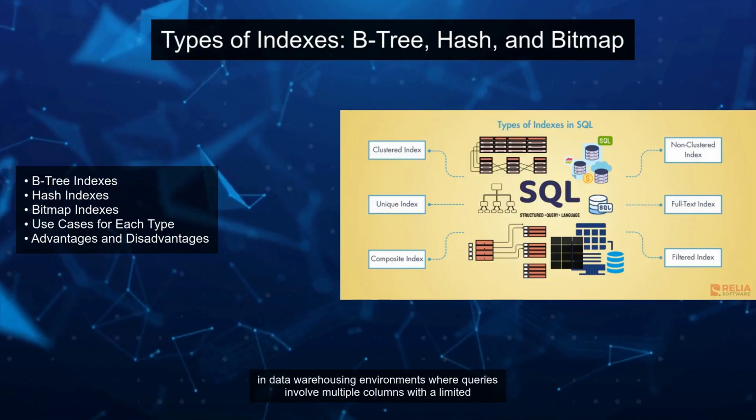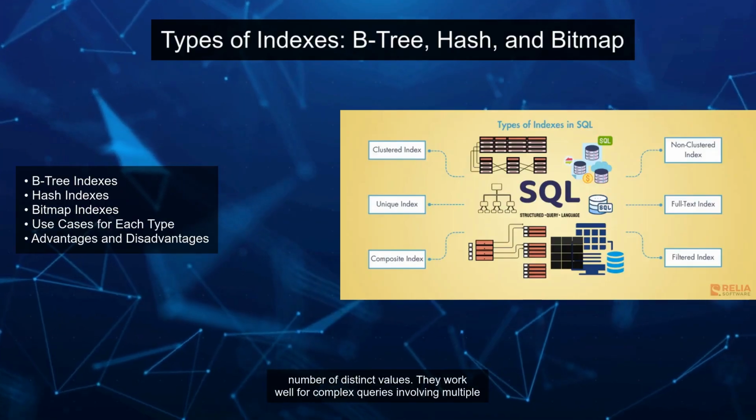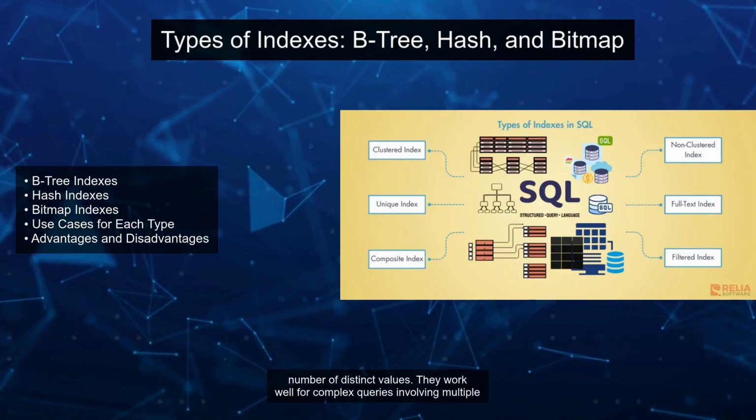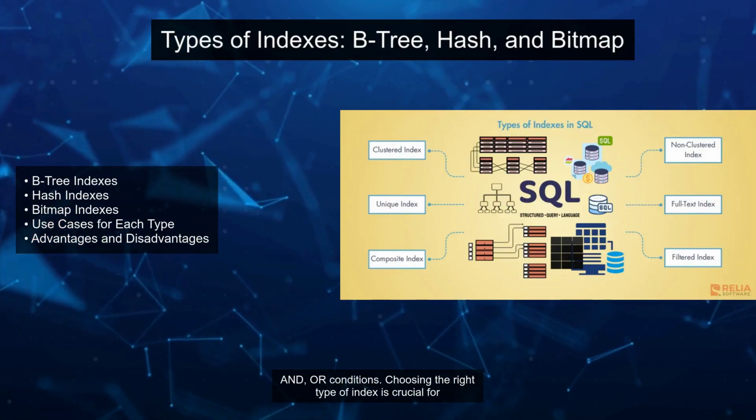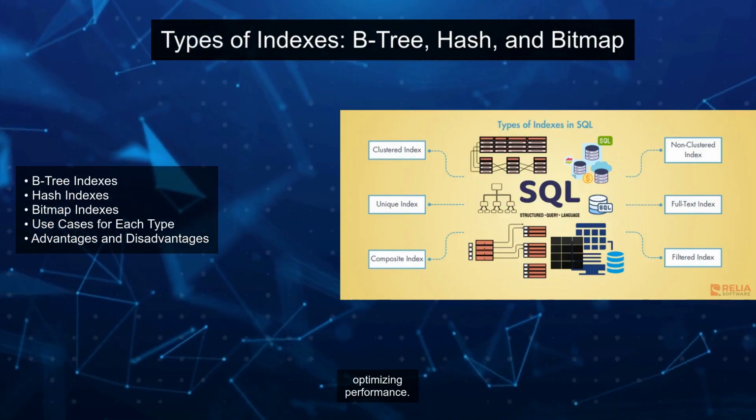Bitmap indexes are particularly useful in data warehousing environments where queries involve multiple columns with a limited number of distinct values. They work well for complex queries involving multiple and/or conditions. Choosing the right type of index is crucial for optimizing performance.